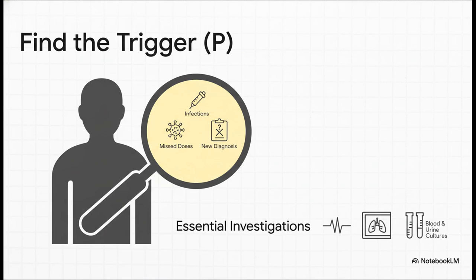Next up is P for precipitating cause, and this is absolutely essential. DKA doesn't just happen in a vacuum. It's almost always triggered by something else. Most often an infection, missed insulin doses, or sometimes it's the very first time someone finds out they have diabetes. We have to be detectives here, performing a full workup to find and treat that underlying trigger. Because if we don't, the DKA simply will not resolve.